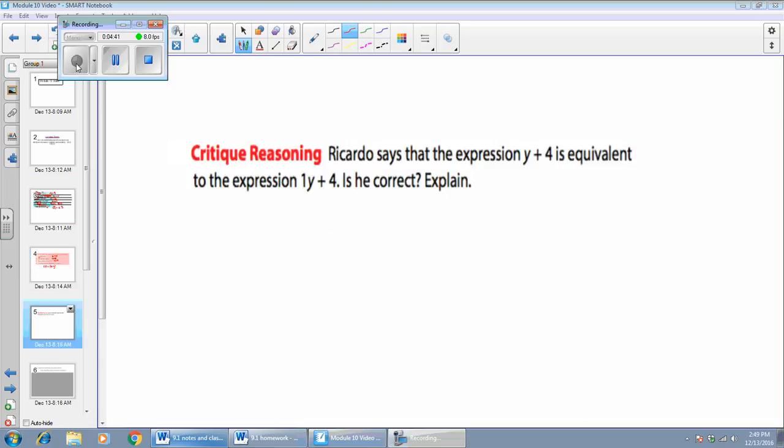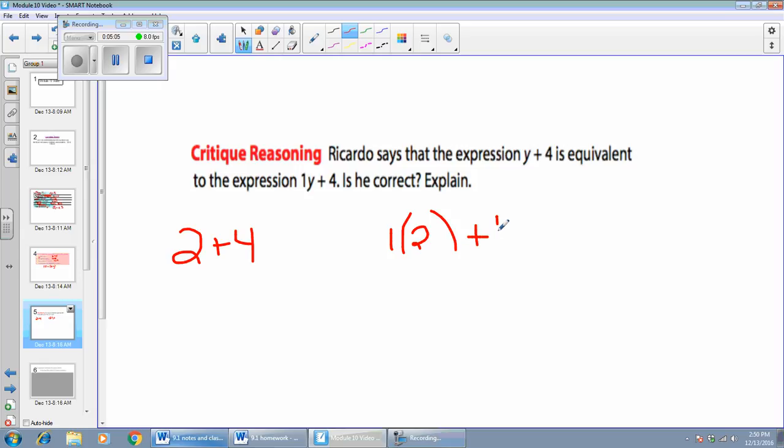So what do you think of this? Ricardo says that the expression y plus 4 is equivalent to the expression 1y plus 4. Is he correct? Well, we could substitute y with a number. Let's give y the number 2. So is 2 plus 4, which was y plus 4, the same as 1 times 2 plus 4?